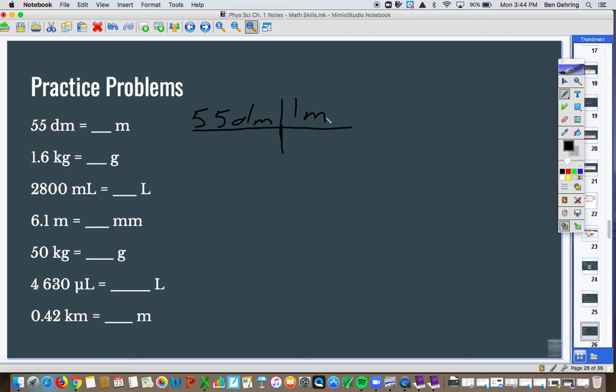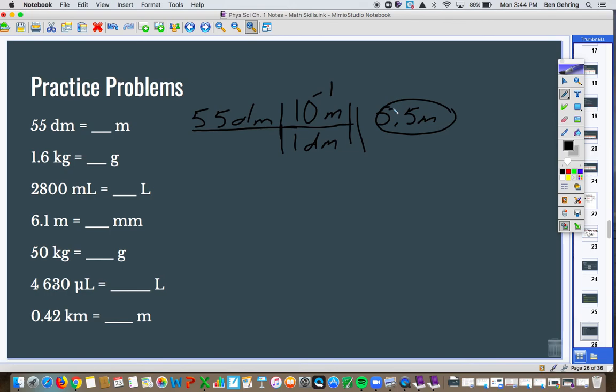Whoops, I apologize, not 1 meter on top. Because decimeters are on top, I need to put 1 with my prefix. So 1 decimeter, and then deci has a value of 10 to the minus 1. So that goes with my base unit of meters. So 1 decimeter is the same as 10 to the minus 1 meters. And so 55 times 10 to the minus first is going to move that decimal over 1 spot. So you're going to get 5.5 meters out of that. So that's going to be your first answer. It's 5.5 meters. I'll let you try the rest.